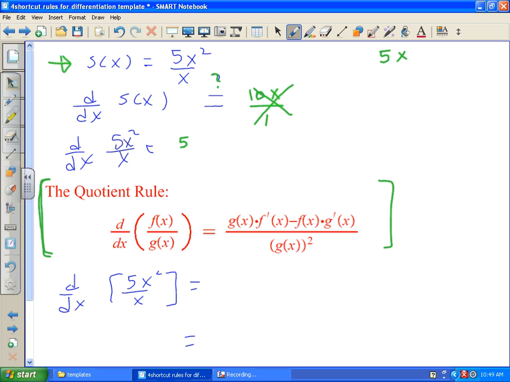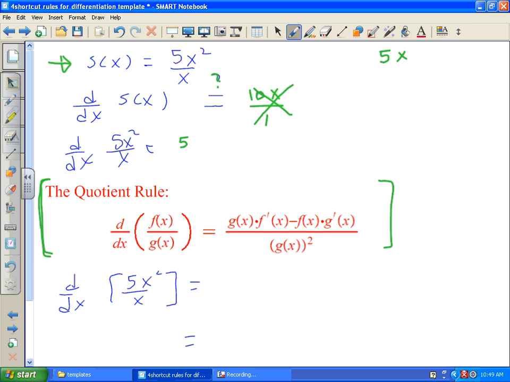So if you have f of x over g of x, this is how we're going to differentiate it. I want you to first look at the top. Does that look familiar? g f prime minus f g prime. If there was a plus there, it's like the product rule, right? But there is a minus. The additional thing you have to deal with is this extra g of x squared in the denominator.